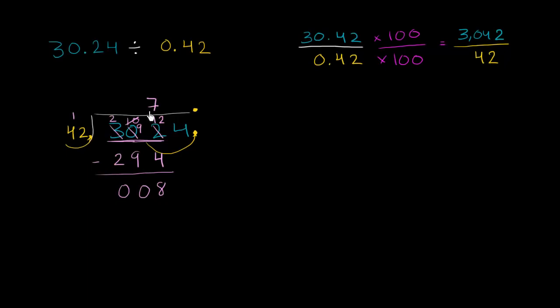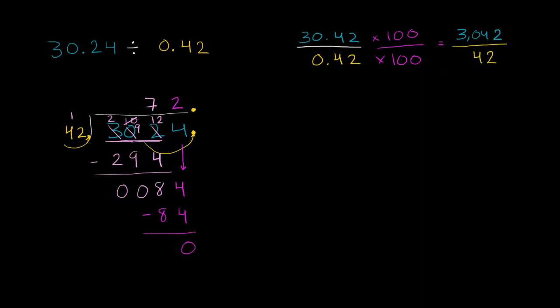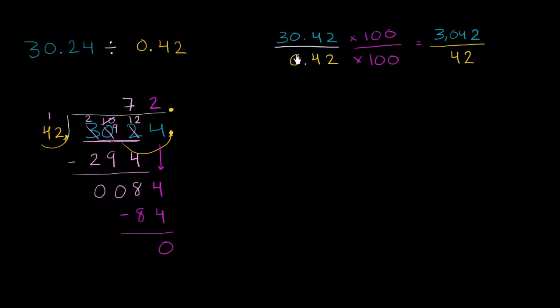So now let's bring down the next digit. Let's bring down this 4 over here. How many times does 42 go into 84? Well, that jumps out at you, or hopefully it starts to, it goes 2 times. 2 times 2 is 4. 2 times 4 is 8. You subtract, and we have no remainder. So 3,024 divided by 42 is the same thing as 30.24 divided by 0.42, and it's going to be equal to 72.